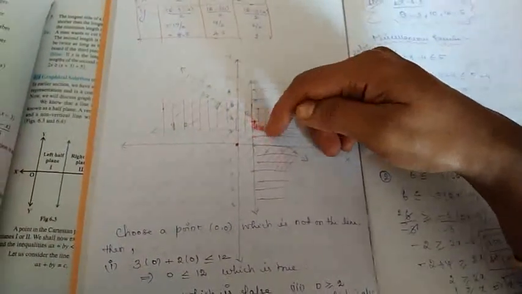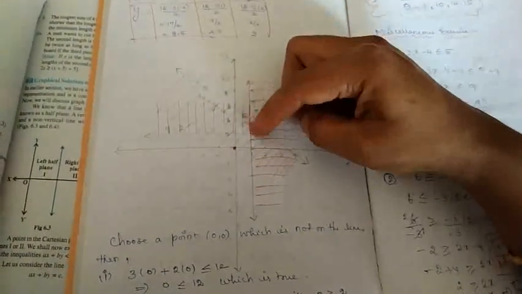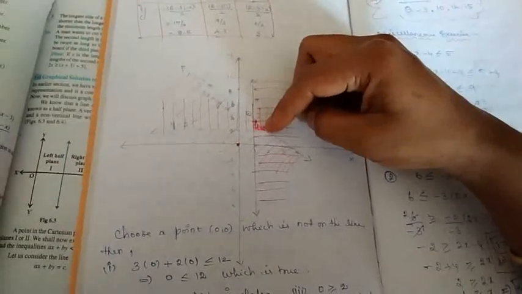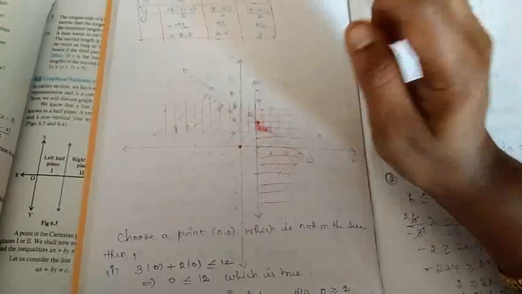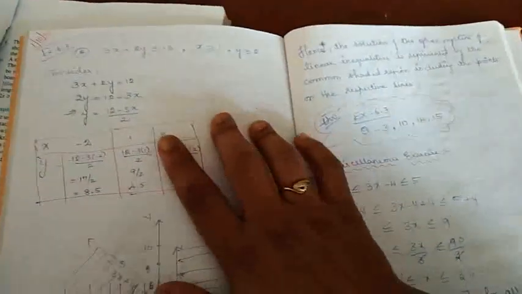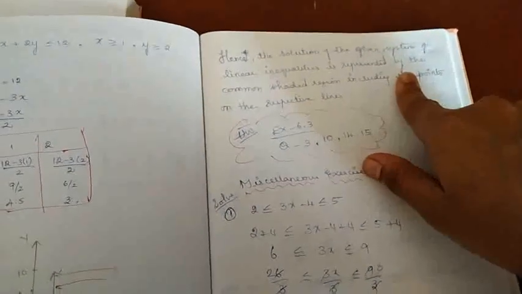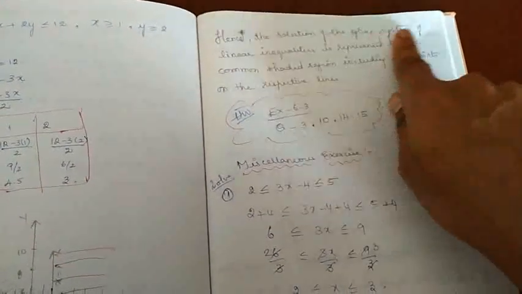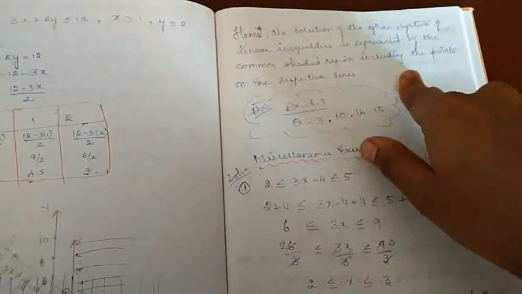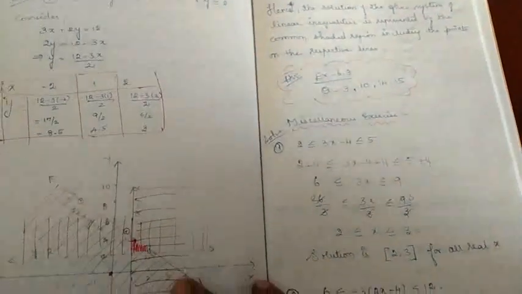This intersection region, you have to shade in pencil and show as the solution region in your graph. This intersection region will be the solution region for the given system of linear inequalities, including the points on the line. Why including the points on the line? Because we have less than or equal to and greater than or equal to in the inequalities, right? So you have to give your solution like this: the solution of the given system of linear inequalities is represented by the common shaded region, including the points on the respective lines. Hope you recalled all these things.